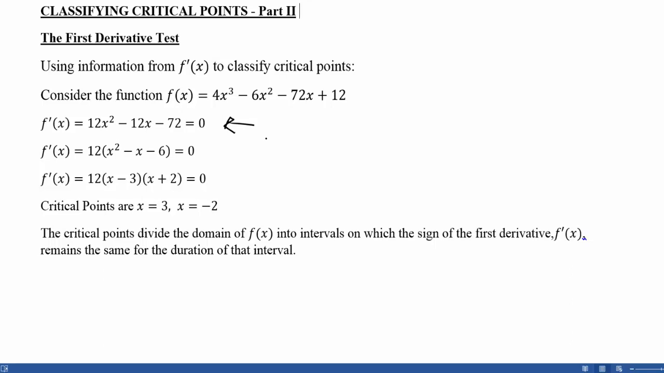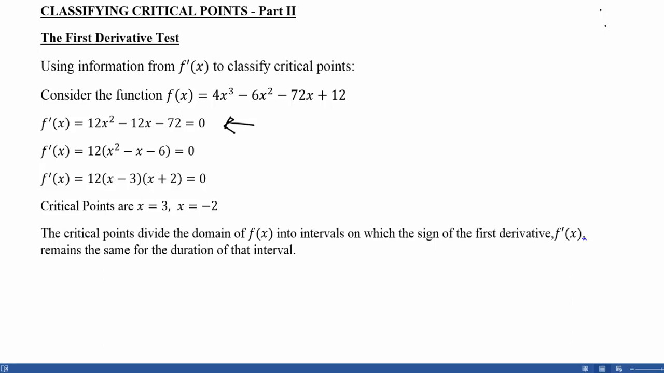So how do we use the first derivative to show if these critical points are local maximums, local minimums, or neither? It turns out that the critical points divide the domain of f of x into intervals in which the sign of the first derivative remains the same for the duration of that interval. So what does that mean?